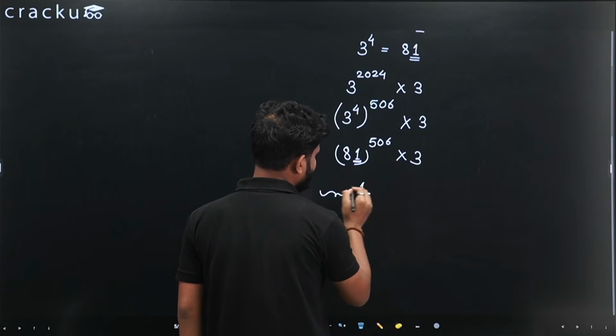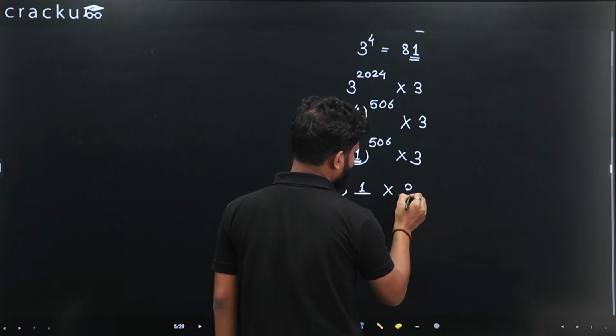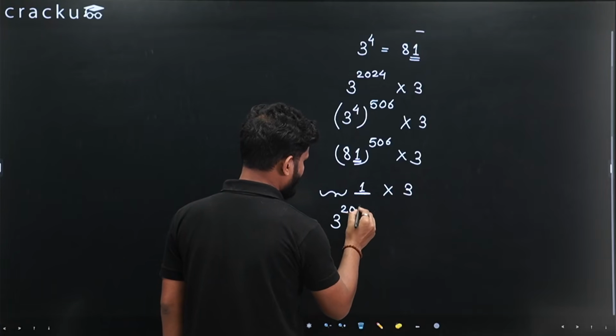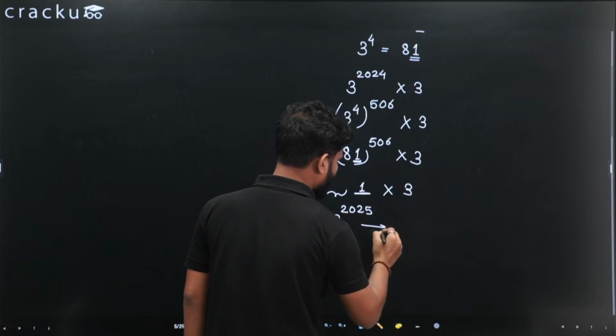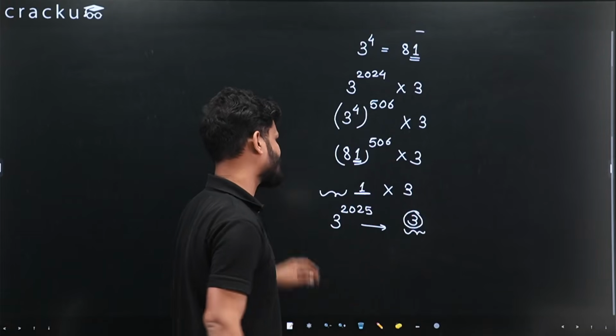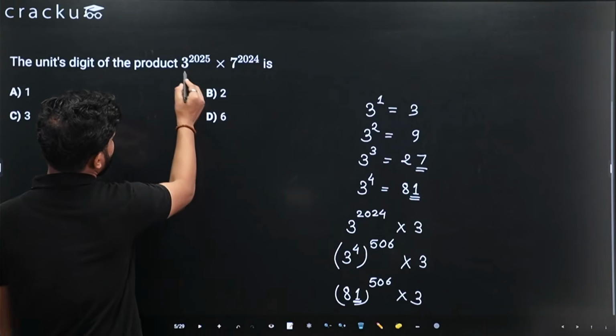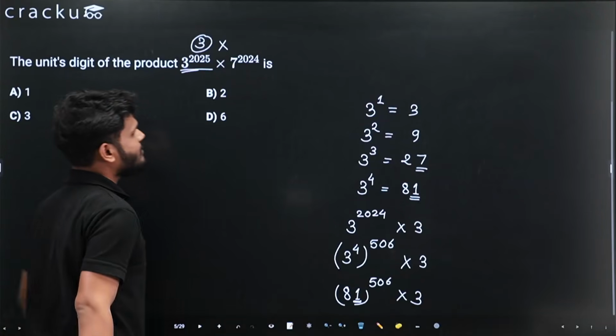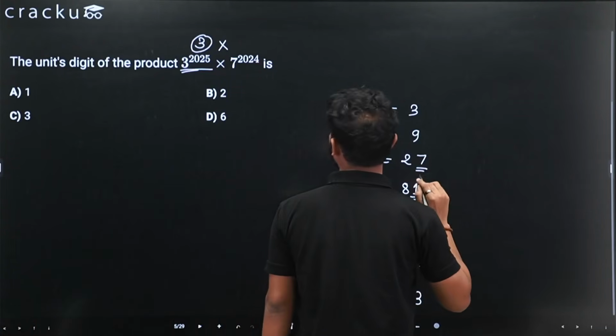We don't know what this number will be, we just care about the unit digit. Into 3. So 3 raised to 2025 will have its unit digit as 3, since 3 into 1 is 3. So the unit digit of the first one is 3, multiplied by 7 raised to 2024.